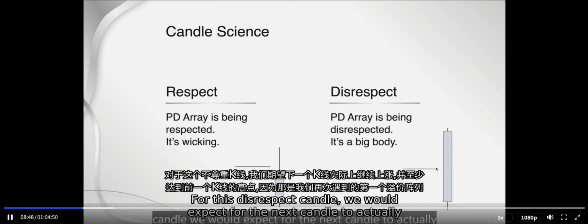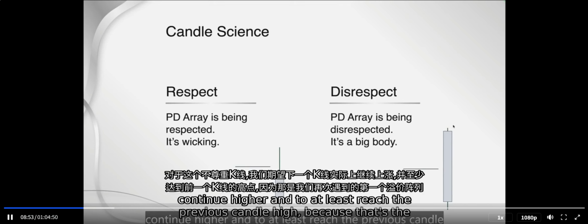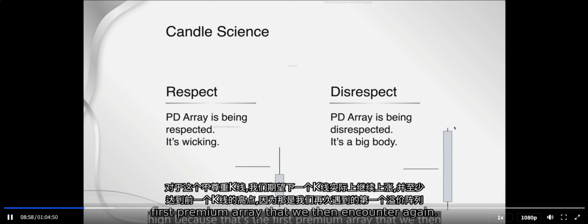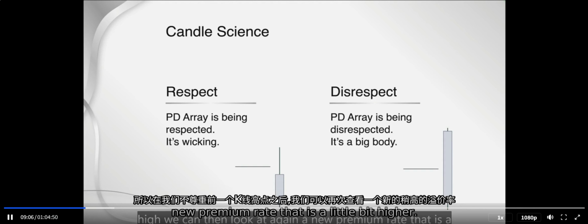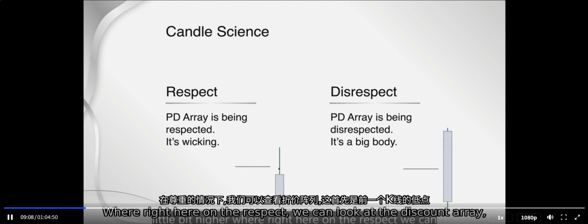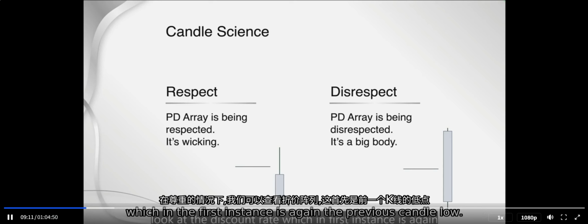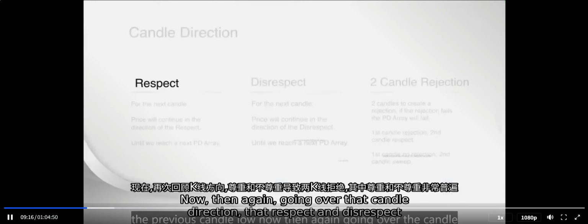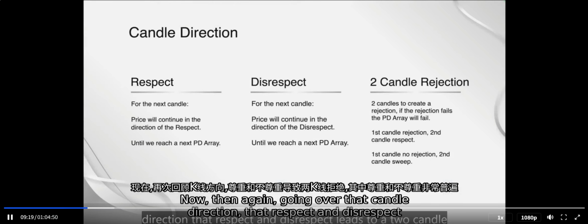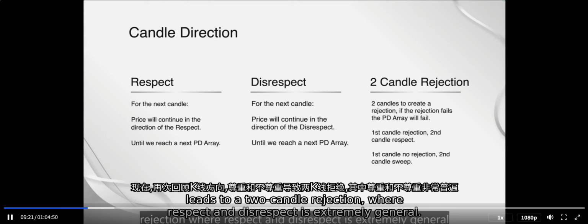For this disrespect candle, we would expect the next candle to actually continue higher and to at least reach the previous candle high, because that's the first premium array that we then encounter again. So after we disrespect that previous candle high, we can then look at a new premium array that is a little bit higher. Where right here on the respect, we can look at the discount array, which in first instance is the previous candle low. Now, going over the candle direction again, respect and disrespect leads to a two candle rejection, where respect and disrespect is extremely general.